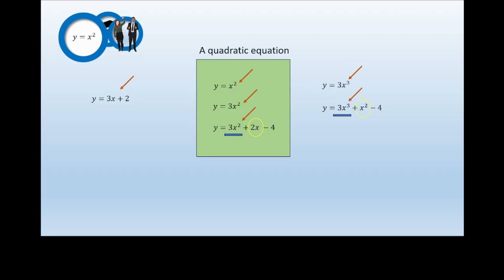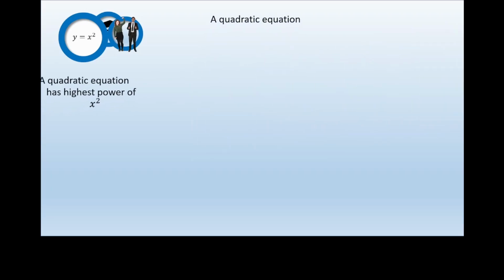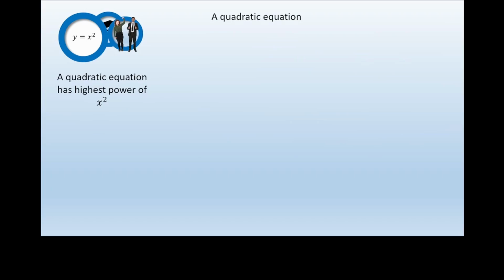That is a quadratic. So if I've got x to the 4, x to the 5, anything like that, that is not a quadratic. And if I don't have anything to the power of x squared, then that's not a quadratic either. It's got to have x squared as the highest power. Now, down the left hand side of my screen here, I'm going to put a list of things that you need to take away as key foundation things for a quadratic.